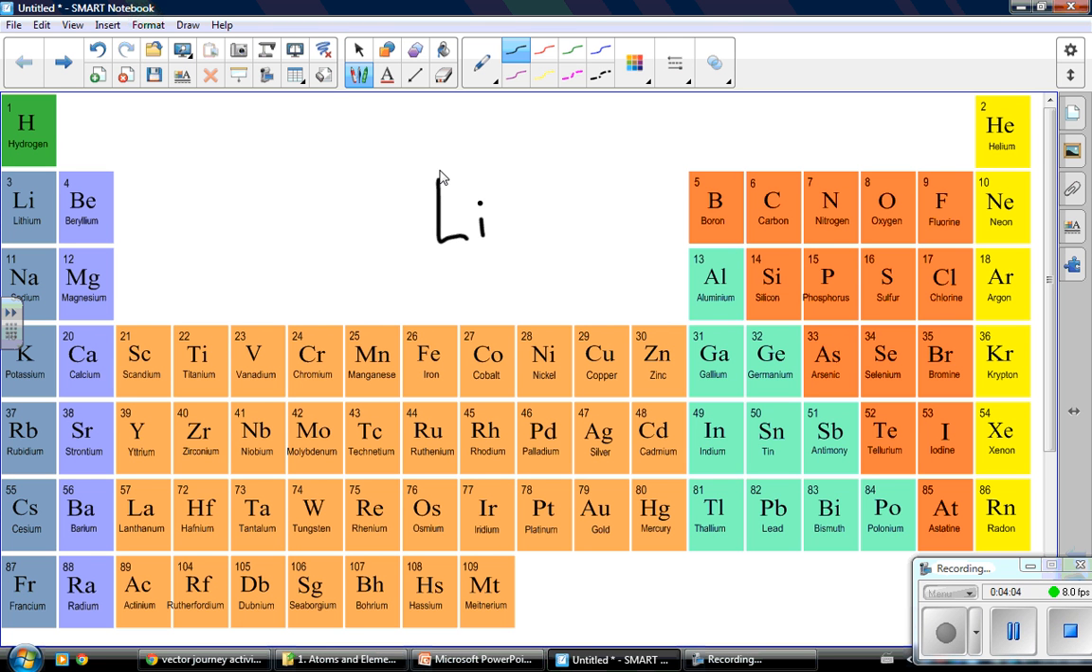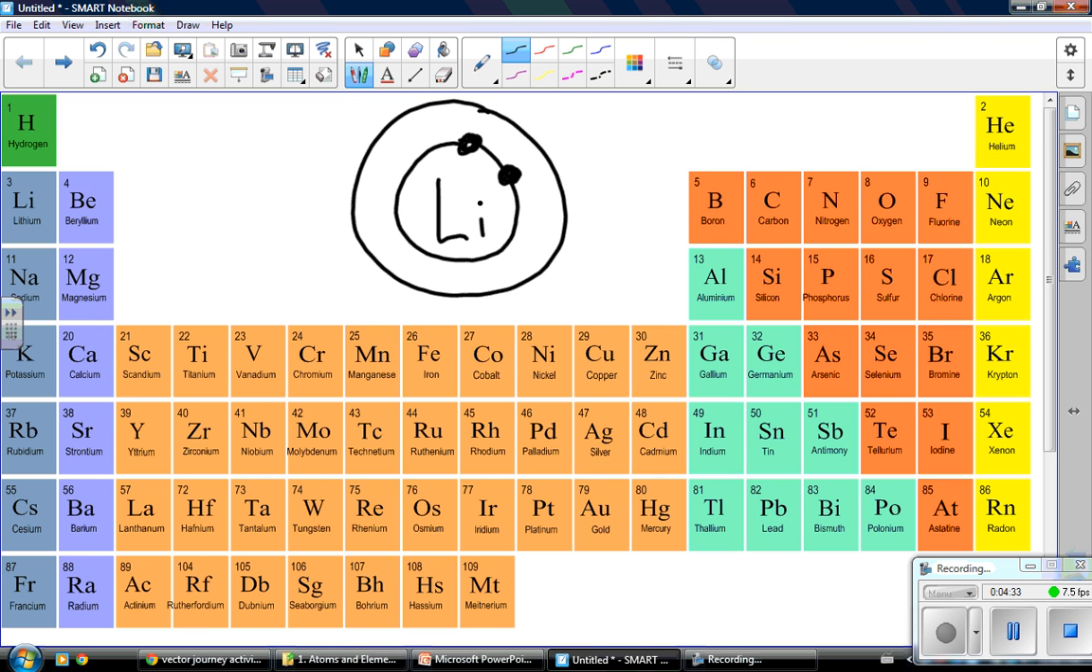So there's my nucleus, or the center. Now, how many protons does lithium have? 3. So if it's electrically neutral, how many electrons? 3. So we'll draw 1, 2. Now what's going on with this shell now? Full. It's full. So we can't draw that 3rd electron on there, so now we need to draw another shell.